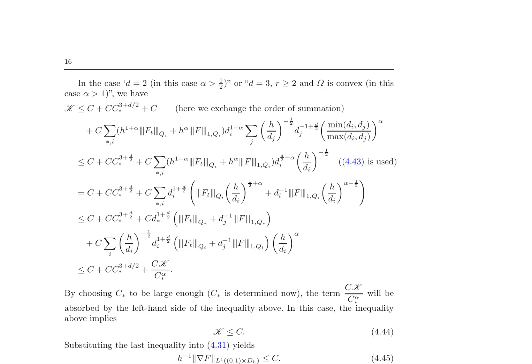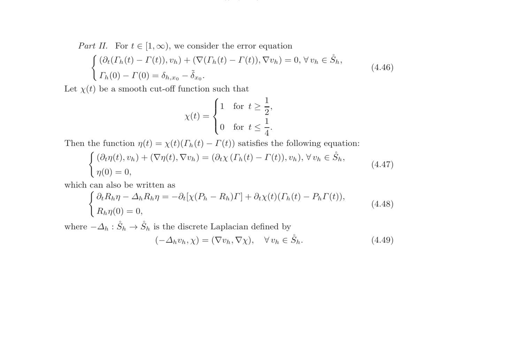The authors then proceed to part 2, where they consider the error equation for T an element of 1, infinity. They define a smooth cutoff function chi t, and use it to derive an equation for eta t equals chi t gamma h t minus gamma t. This equation can be written in the form of a discrete parabolic equation trh eta increment hrh eta equals partial differential t chi phrh gamma plus partial differential t chi t gamma h t ph gamma t with rh eta 0 equals 0.